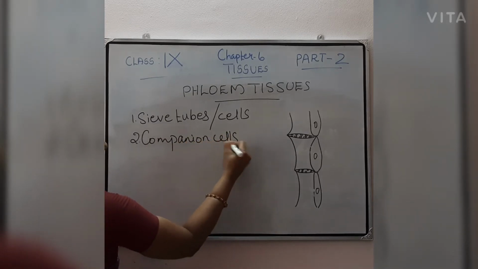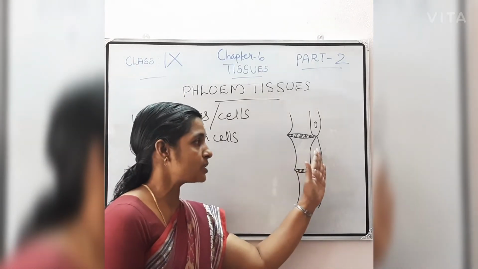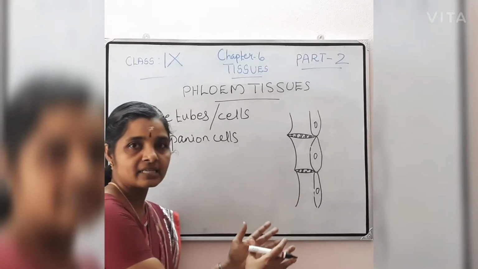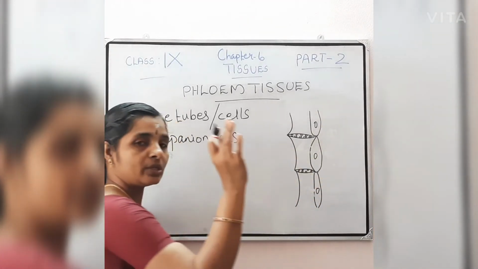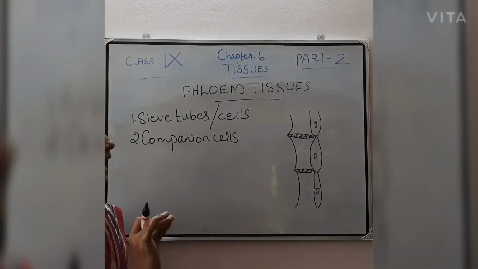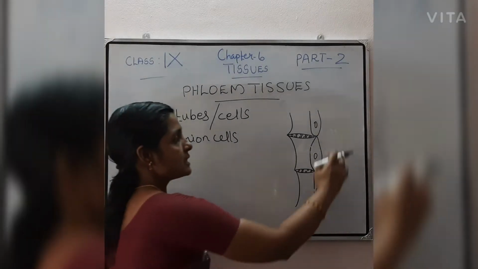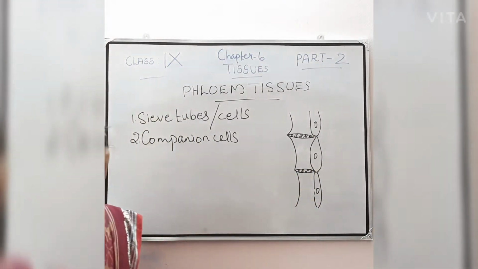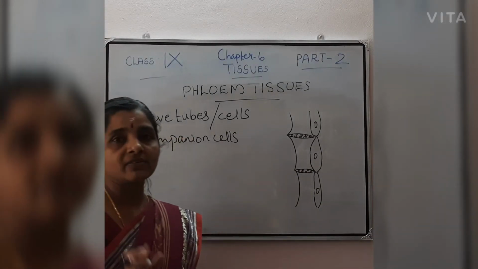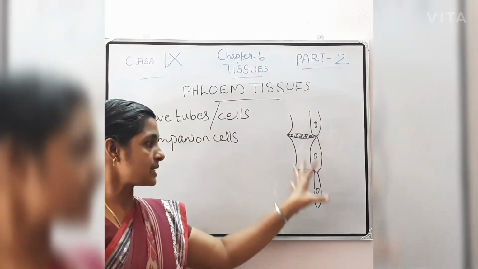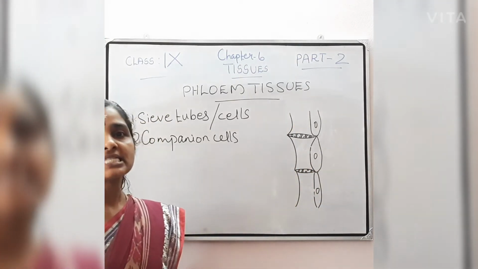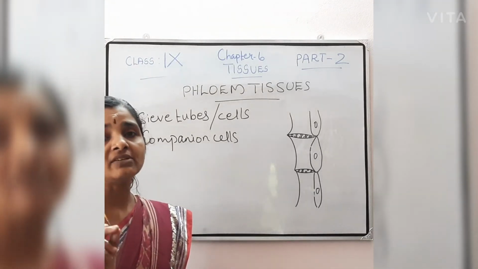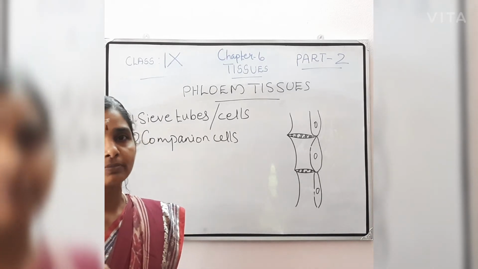Companion cells. Always, adjacent to the sieve tubes, that is side by side, we can see these companion cells. They are also elongated with pointed ends, and a nucleus is present. The wall of these companion cells is very thin, and they are living cells. So once again, sieve tubes or sieve cells are elongated cells. In between two cells, sieve plates are present. In sieve plates, we can see many sieves or pores for filtering the food material.